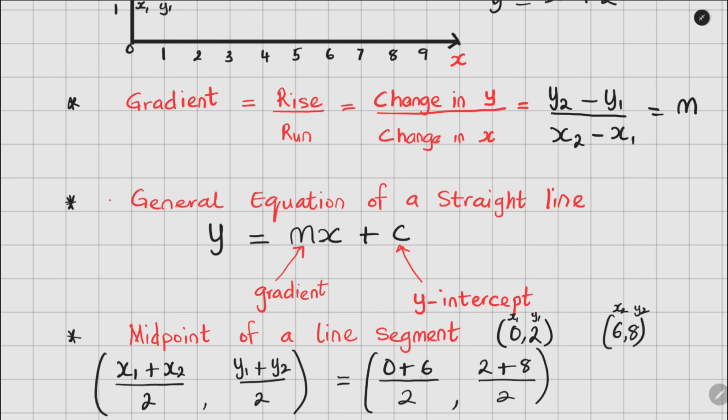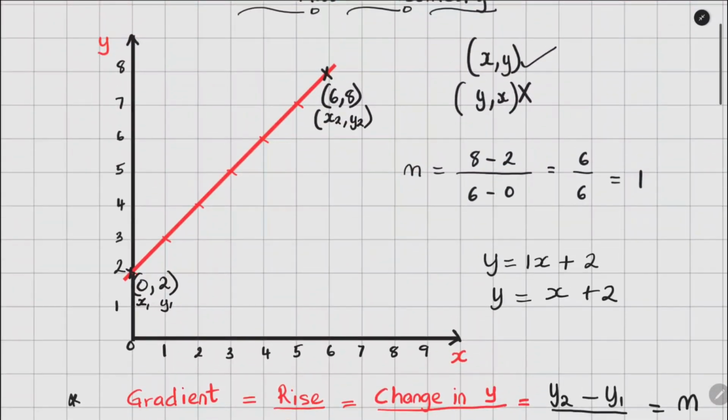0 plus 6 is 6, divided by 2. That's going to give us 3. And 2 plus 8 is 10, divided by 2. That is 5. So the midpoint of this particular line segment is going to be 3, 5, right here.